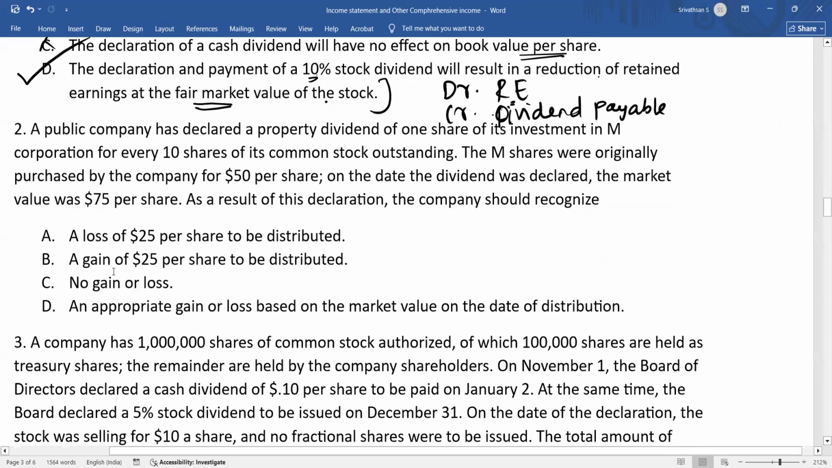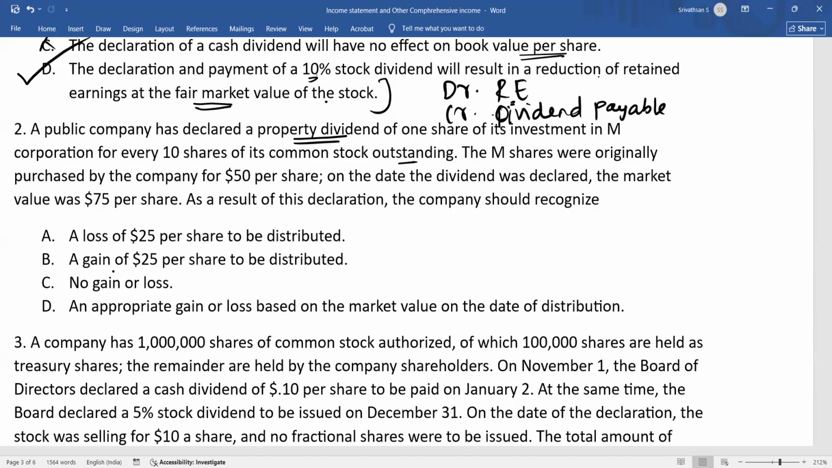Let's look at the second question. A public company has declared a property dividend of 1 share of its investment in M Corporation for every 10 shares of its common stock outstanding. So what they have done is, they might not have a sufficient amount of cash to pay as dividend.